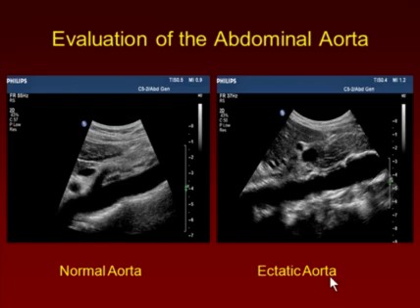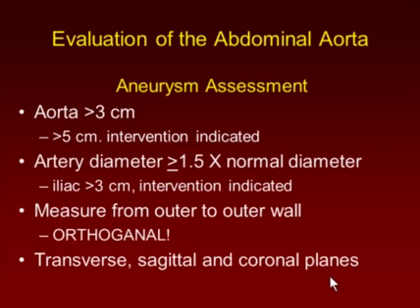When an ectatic aorta is present, you have irregular walls, some dilation that is less than aneurysmal dilation, but irregular borders to the wall of the aorta. Once dilations become greater than 3 centimeters, and some literature says greater than 3.5 centimeters, that's usually considered aneurysmal disease. Once that becomes greater than about 5.5 centimeters, intervention is usually indicated.